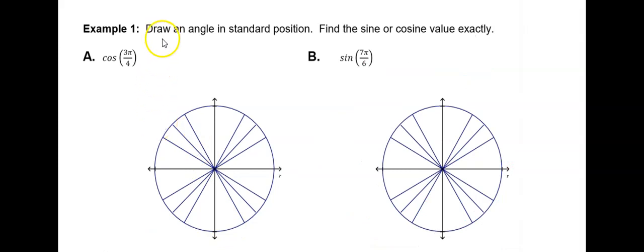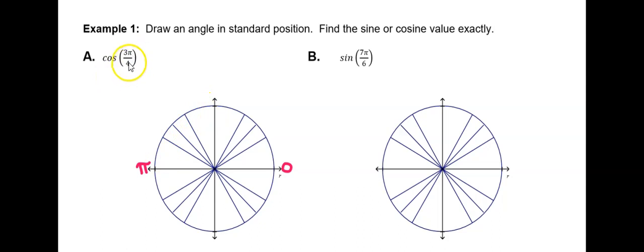Okay, so example 1 says draw an angle in standard position, find the sine or cosine value exactly. So we've done this with degrees, now we are going to do this with radians. So cosine of 3 pi over 4. Well, 3/4 pi, where would that be on our circle? We know that this is 0 and this is pi. So 3/4 pi is less than pi, so it's going to be somewhere over here.